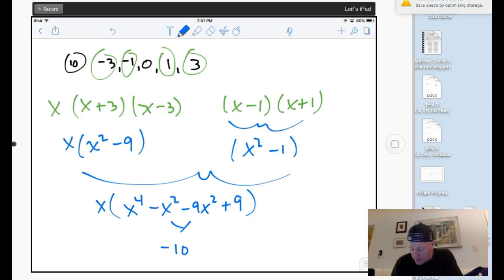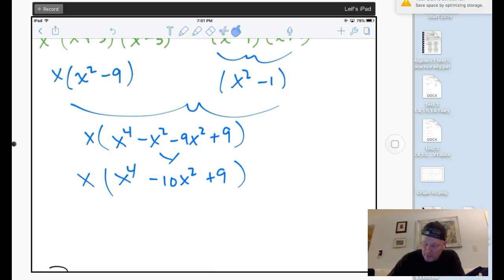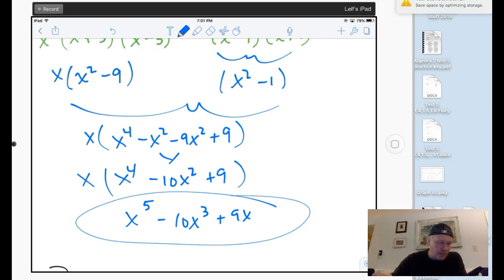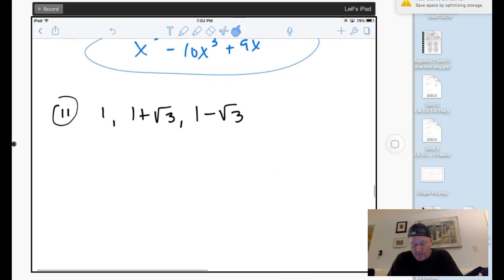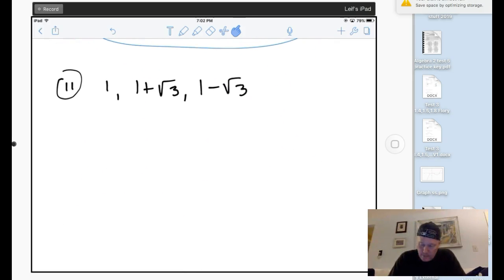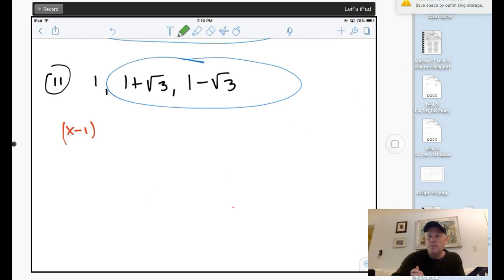That gives me negative 10x squared plus x to the fourth plus 9, and now I'm going to multiply all of them by x, and I'll get my final answer of x to the fifth minus 10x to the third plus 9x, and that is standard form. Not as bad as I thought it was going to be. All right. 11. Woohoo! Getting there.